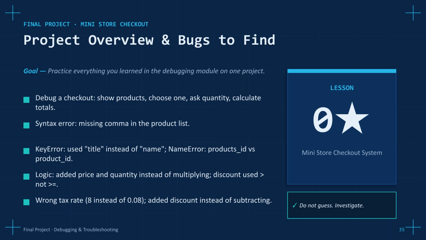Now for our final project, a mini store checkout system that we will debug end to end. The program has been seeded with real bugs: a missing comma, a KeyError, a NameError, logic errors, and an incorrect tax rate. Our motto for this project is simple: do not guess, investigate.